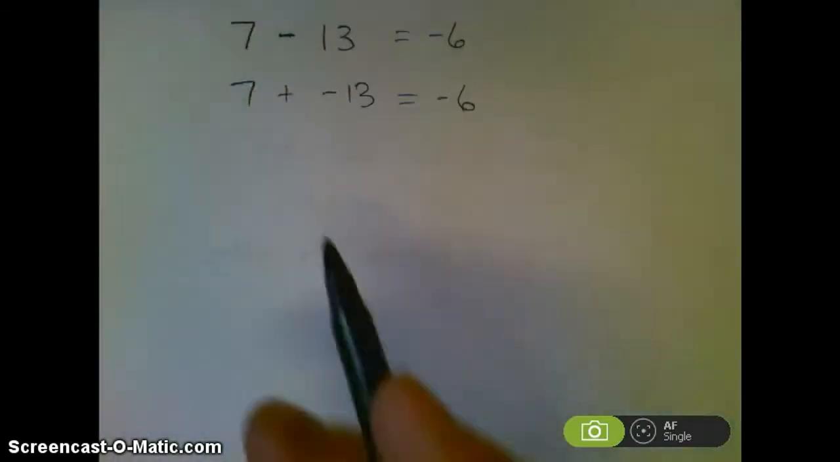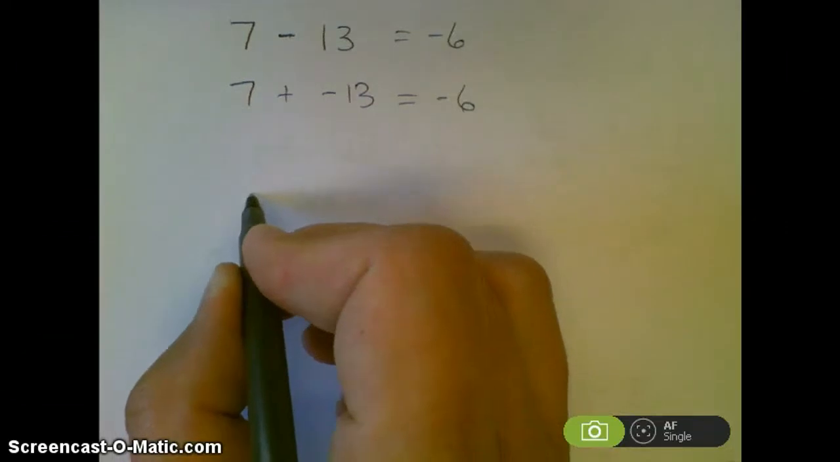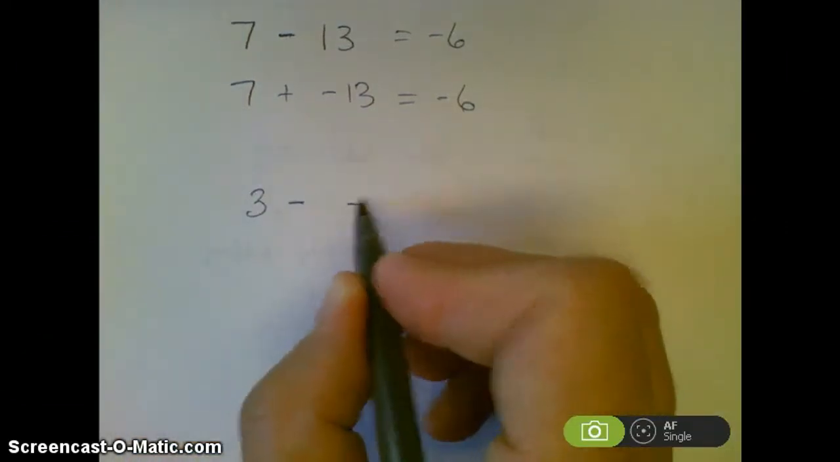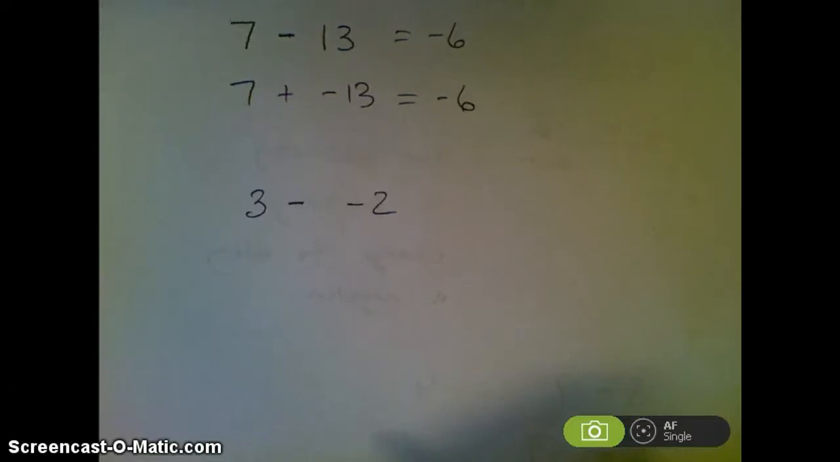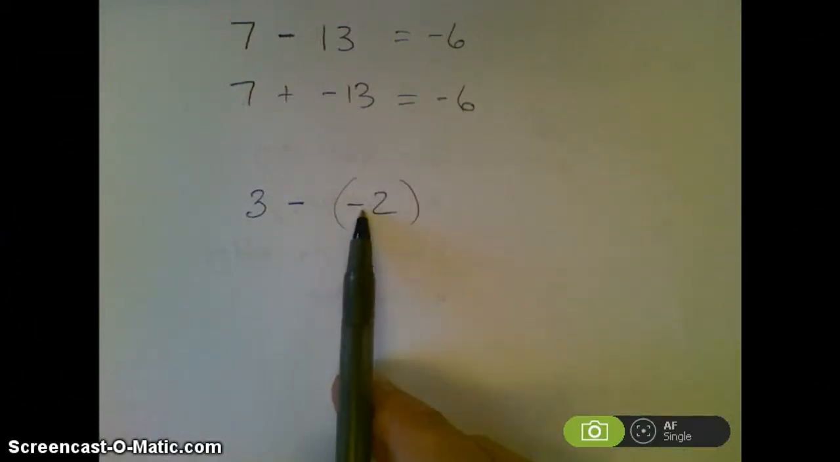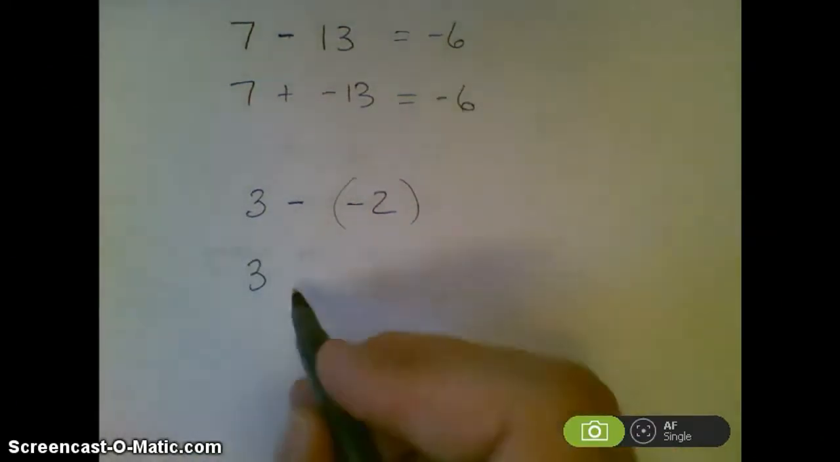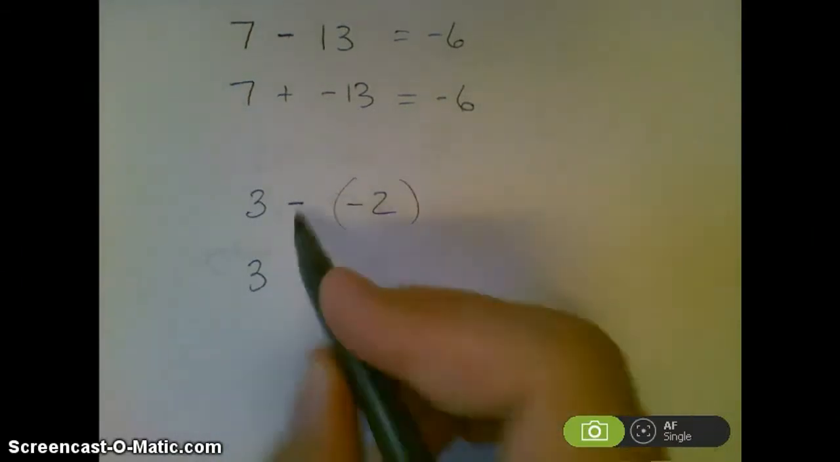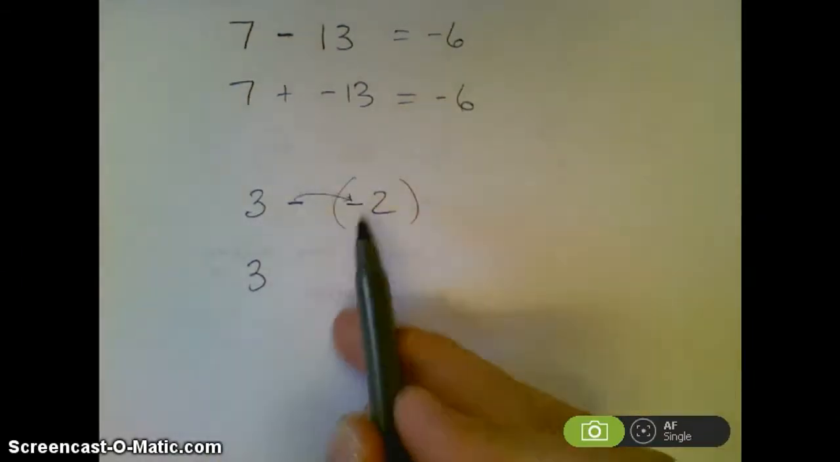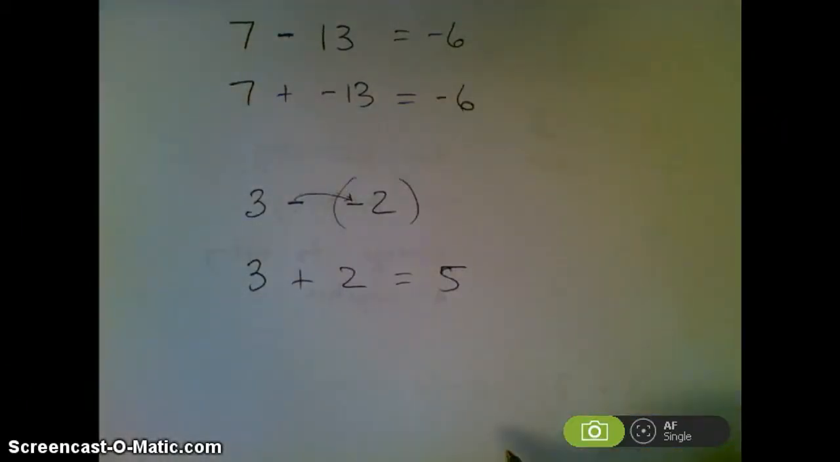So how about subtracting a negative? Say I've got 3 minus negative 2. What we can do is change this to addition. It's like we're taking away 2 negatives, but the way I've always remembered it is 3, add this to make a plus sign. 3 plus 2. The answer will be 5. You can always do that.